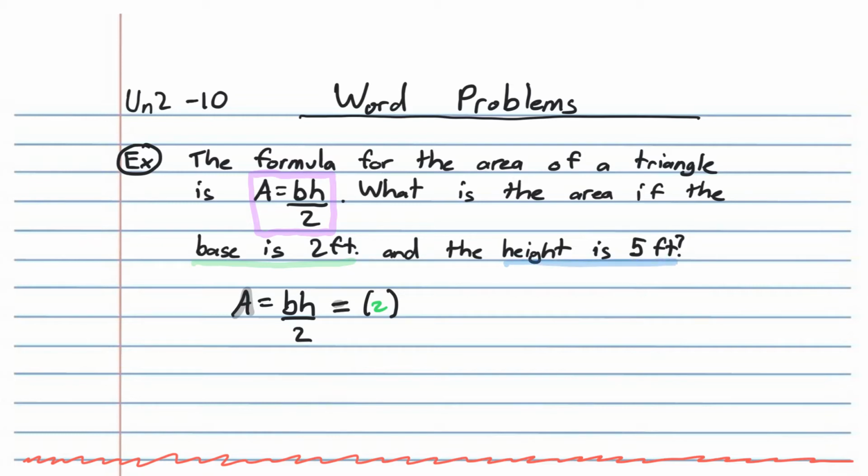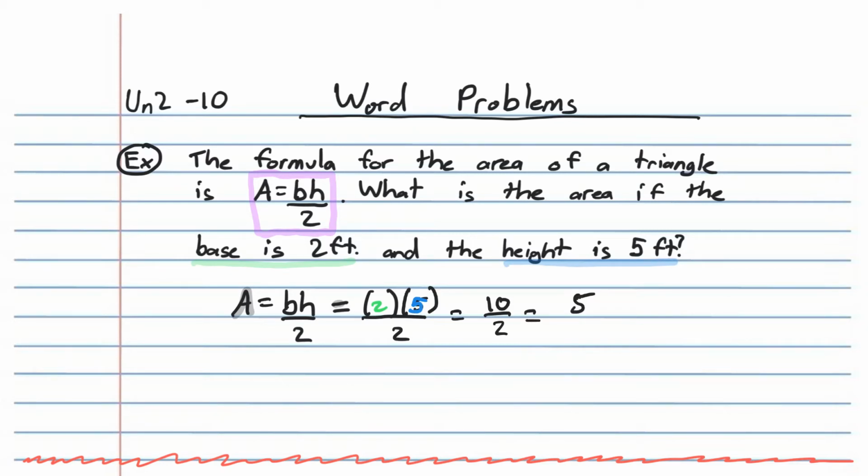So again, we're just taking the information that they told us and putting it into our equation. So the height is 5 feet. I should probably do that in blue. Now the reason I'm using parentheses is just for organization's sake. Sometimes it makes a difference, and in this question it's not too important. Then we just have to simplify, and we're done. So 2 times 5 gives you 10, and then 10 divided by 2 gives you 5.